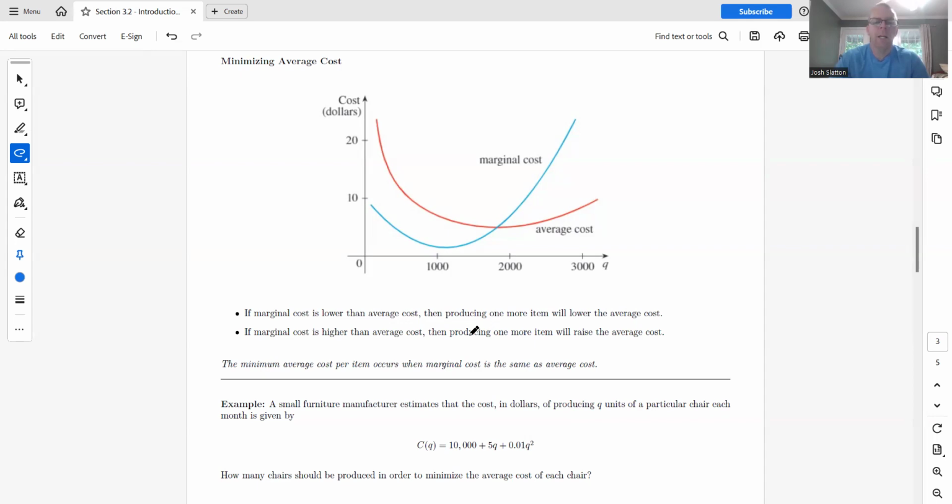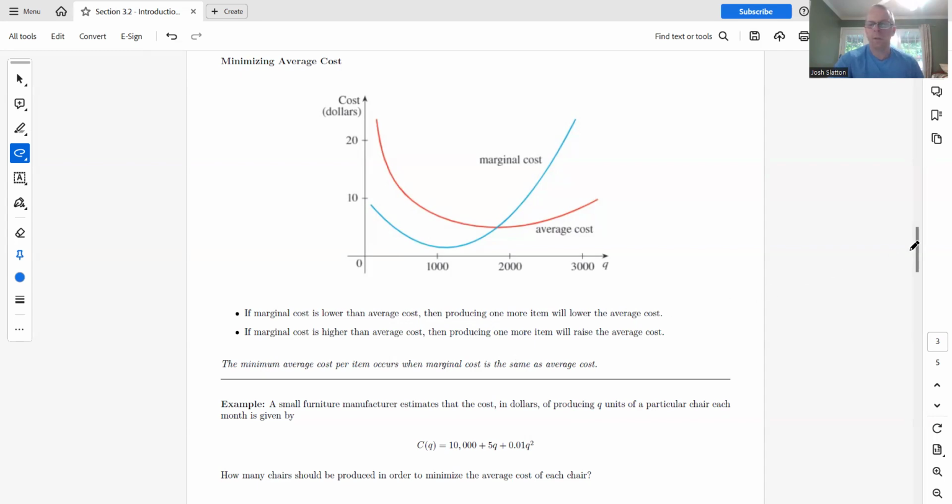So it's kind of like with your grades. If your average is an 80 and you get a 70 on an assignment, that's going to lower your average. Or if you have an 80 and you get a 90 on an assignment, that's going to raise your average. So same idea here. The minimum average cost per item occurs when marginal cost is the same as the average cost.